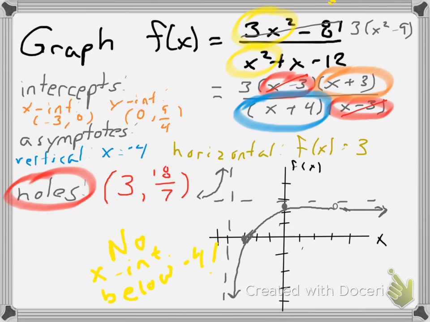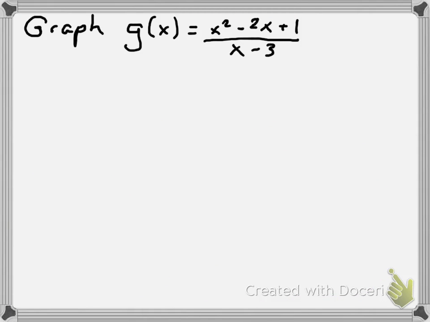So that concludes my graph. Again, I could use a table of values, but I did not have to in this case. Now let's take a look at another example. Let's say I wanted to graph this rational function.